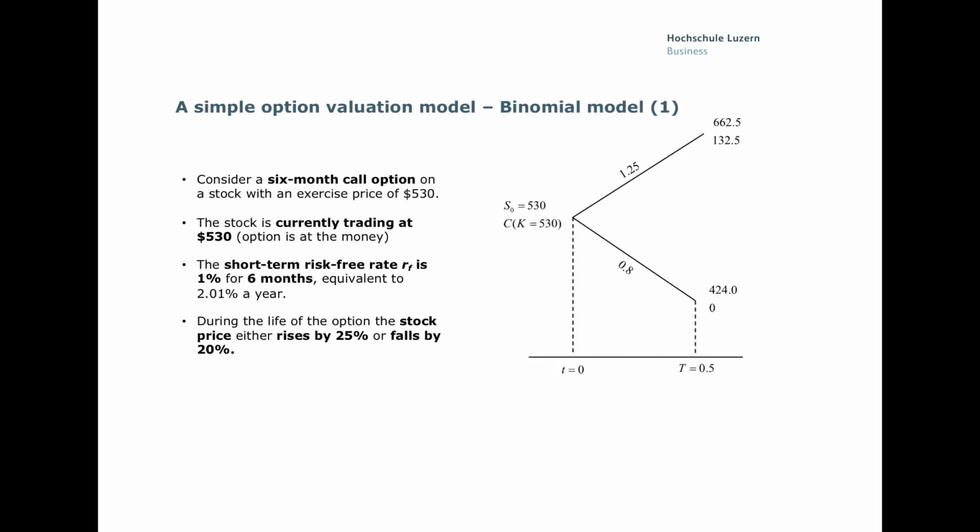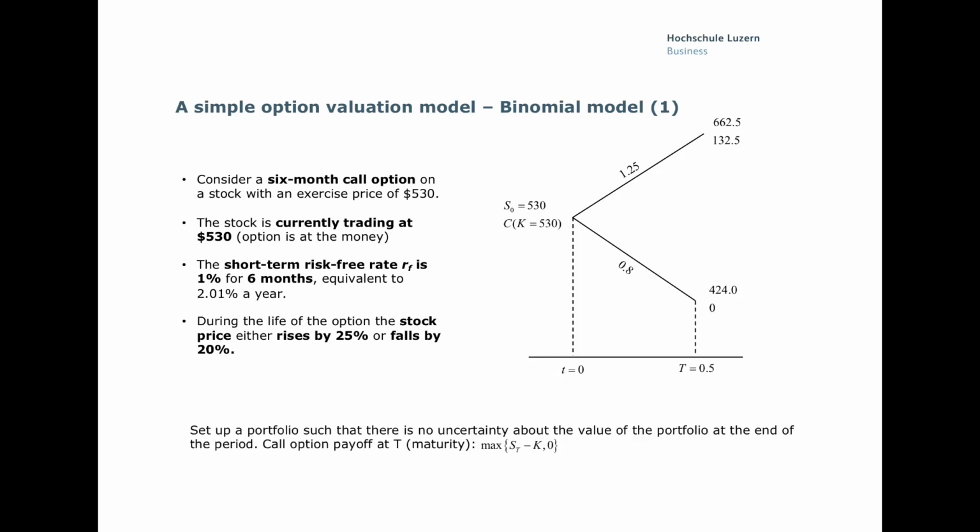This implies that at maturity, the option payoff will be $132.5 if the price of the underlying stock did rise, and $0 if the price of the underlying stock did fall. The question to be asked is how can we find the option value in period 0 when the contract is entered? The answer is rather simple and might be surprising on first sight, but will make a lot of sense as soon as you understand the basic idea.